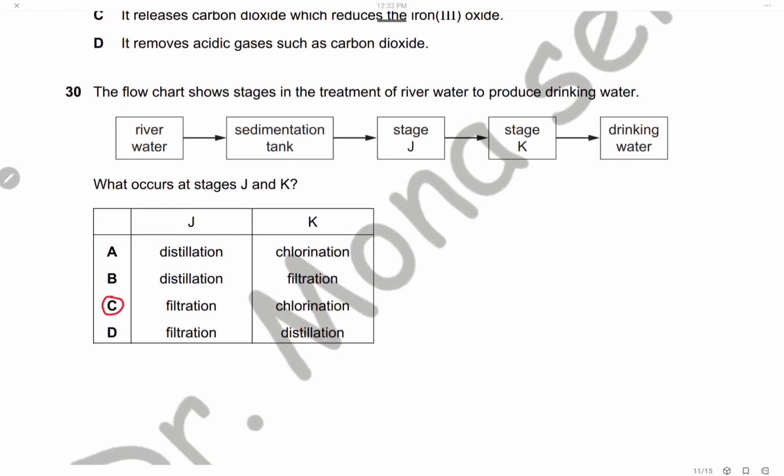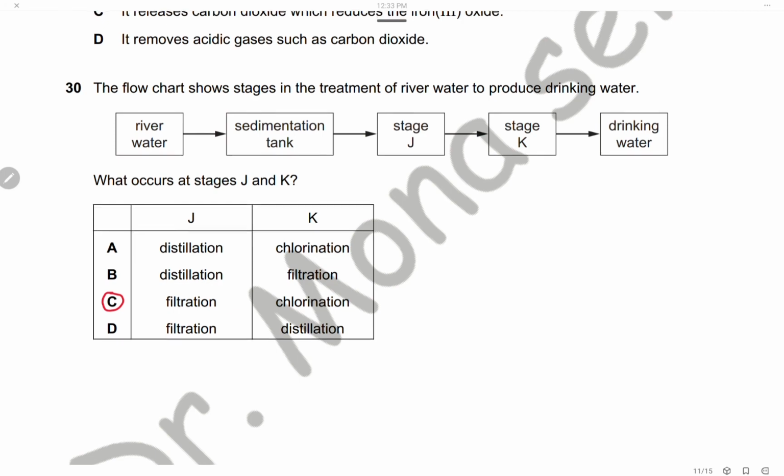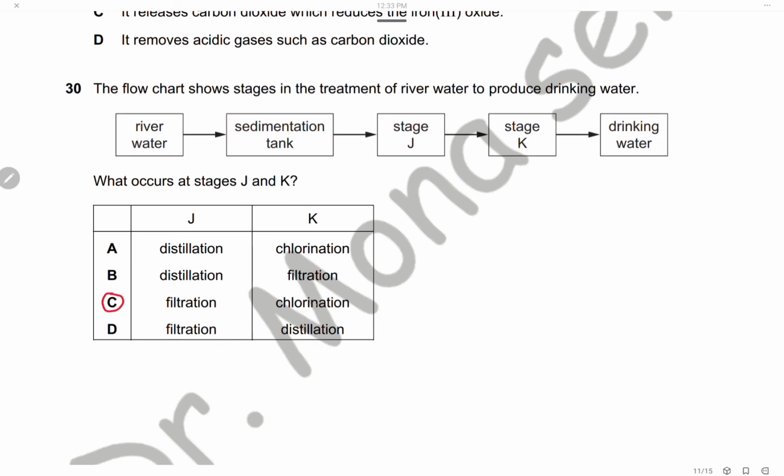The flow chart shows the stages in the treatment of river water to produce drinking water. As we can see, river water first goes to sedimentation tanks, then stage J, K, then we will find it as drinking water. What happened in stage J and K? After the sedimentation tanks, we can make filtration to remove the small particles present in water, then chlorination to kill bacteria because chlorine acts as a disinfectant for water. After that, we can use it as drinking water, so the answer is C. First filtration, then chlorination.